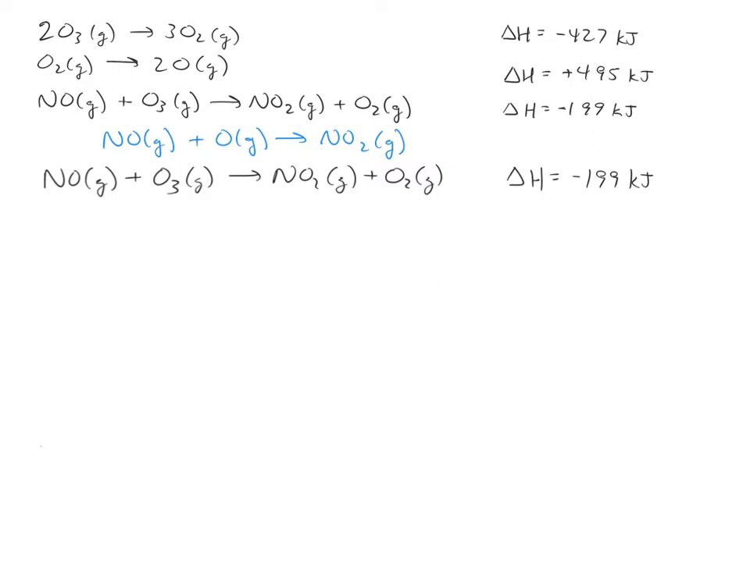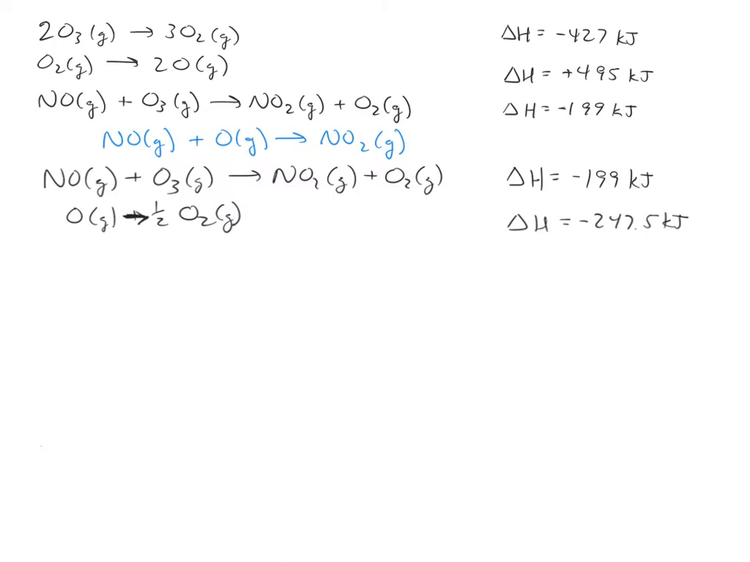So when I do that, I get O gas plus... forms 1/2 O2 gas. And since I flipped it, I changed its sign. So it was positive 495, now it's negative 495, and I divided by 2, so I divide that by 2, and I end up with negative 247.5 kilojoules.